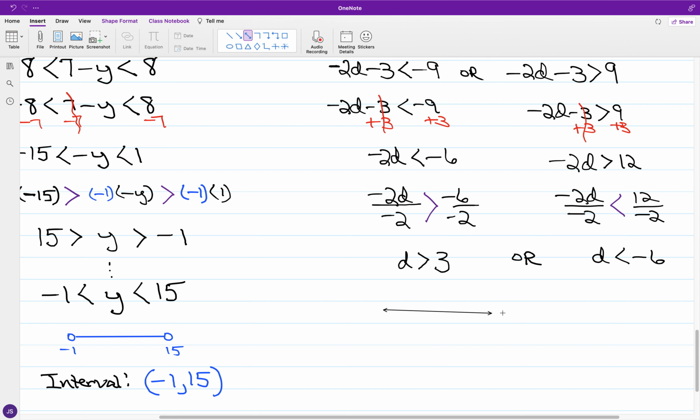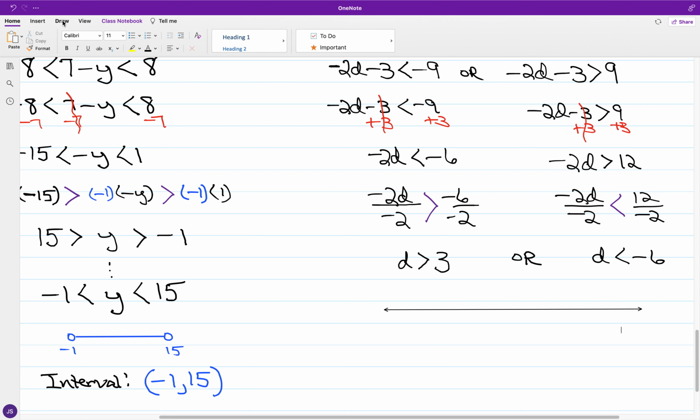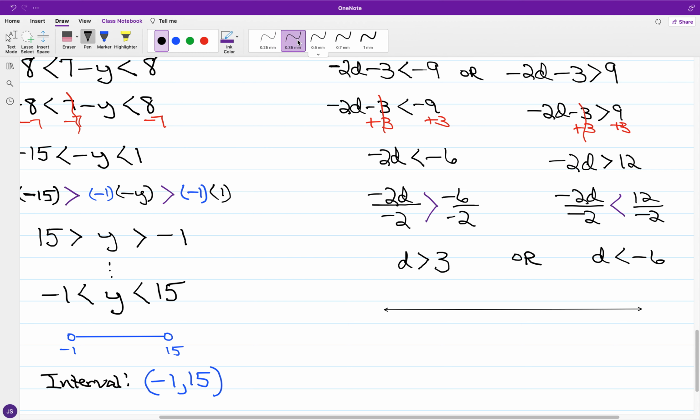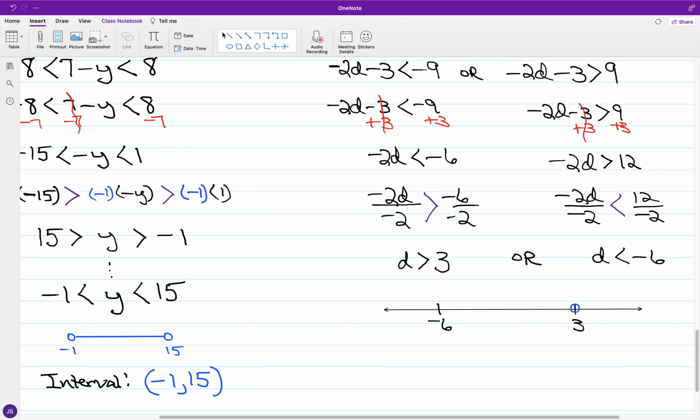And so for what we have, sort of illustrating what we have possible for d, we have the numerical values in the comparisons with negative 6 and 3. And for d is greater than 3, 3 is not included, so we have an open circle. Greater than, we have a ray that's going to go out to the right.